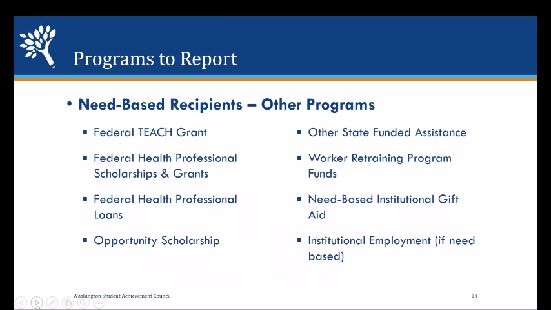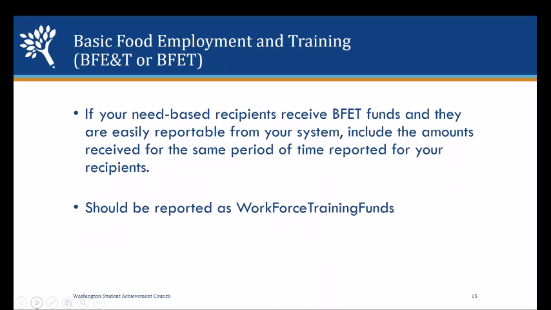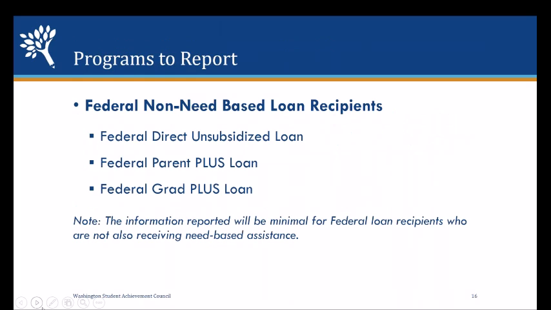Need-based recipients for other programs are listed on this slide. And we need this information so that we get a complete picture of all state aid that is being dispersed. Basic Food Employment and Training, or BFET, is a subset of worker retraining funds. If your college receives these funds, we would like you to report them under the worker retraining funds, and we would like you to report these if you can. The federal non-need-based loan recipients are the federal Direct Unsub, Parent, and Grad PLUS loans.